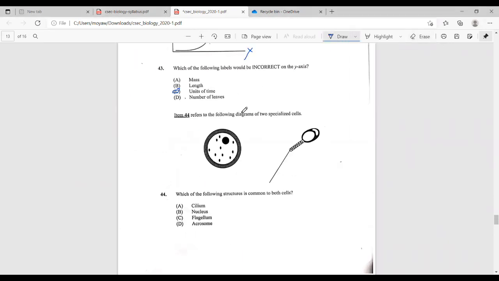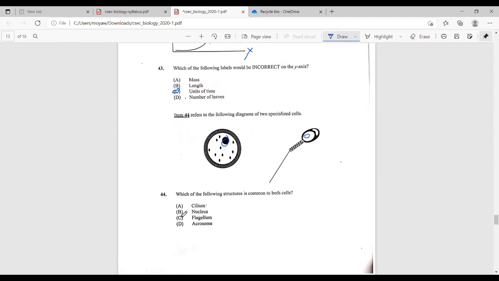Item 44 refers to the following diagrams of 2 specialized cells. As we can see, we have the ovum or the egg cell, and then we have the sperm cell. 44, which of the following structures is common to both? We have A, the cilium. The cilium is only on the egg cell, so that's not common to both. Then B, we have the nucleus. We have a nucleus here in the egg, and then a nucleus here in the sperm.